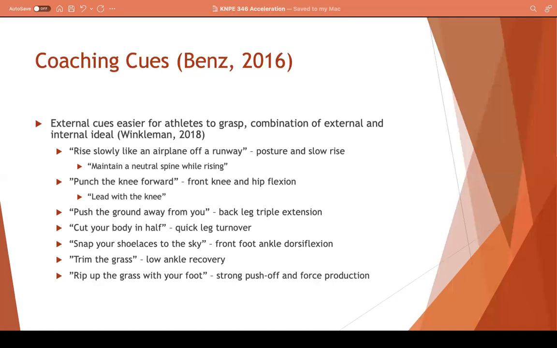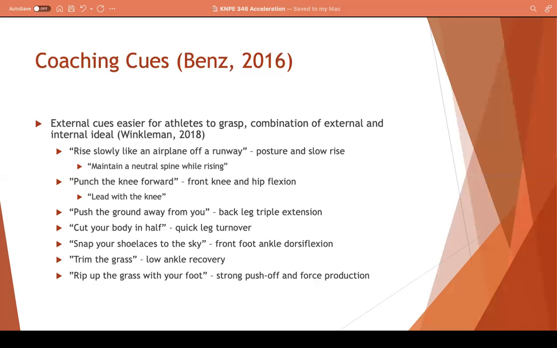Other cues that are useful are to punch the knee forward or lead with the knee, the internal version, ensuring proper hip drive and front knee and hip flexion. Push the ground away from you teaches back leg triple extension and force production. Cut your body in half teaches quick leg turnover.